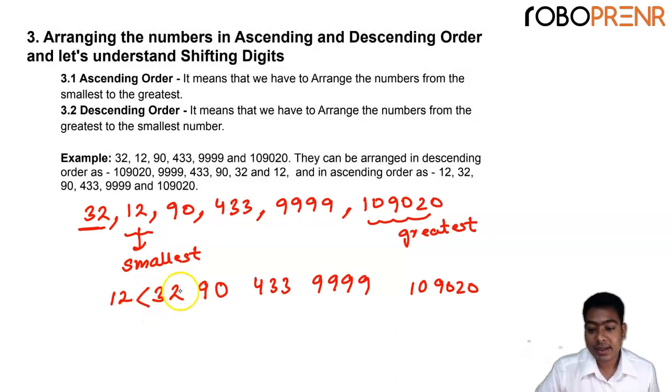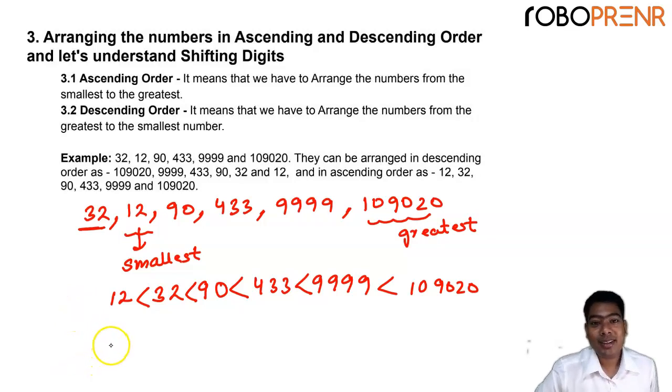So we can write this: 12 is less than 32, 32 is less than 90, 90 is less than 433, 433 is less than 999, and 999 is less than 109020. So this is the correct ascending order.